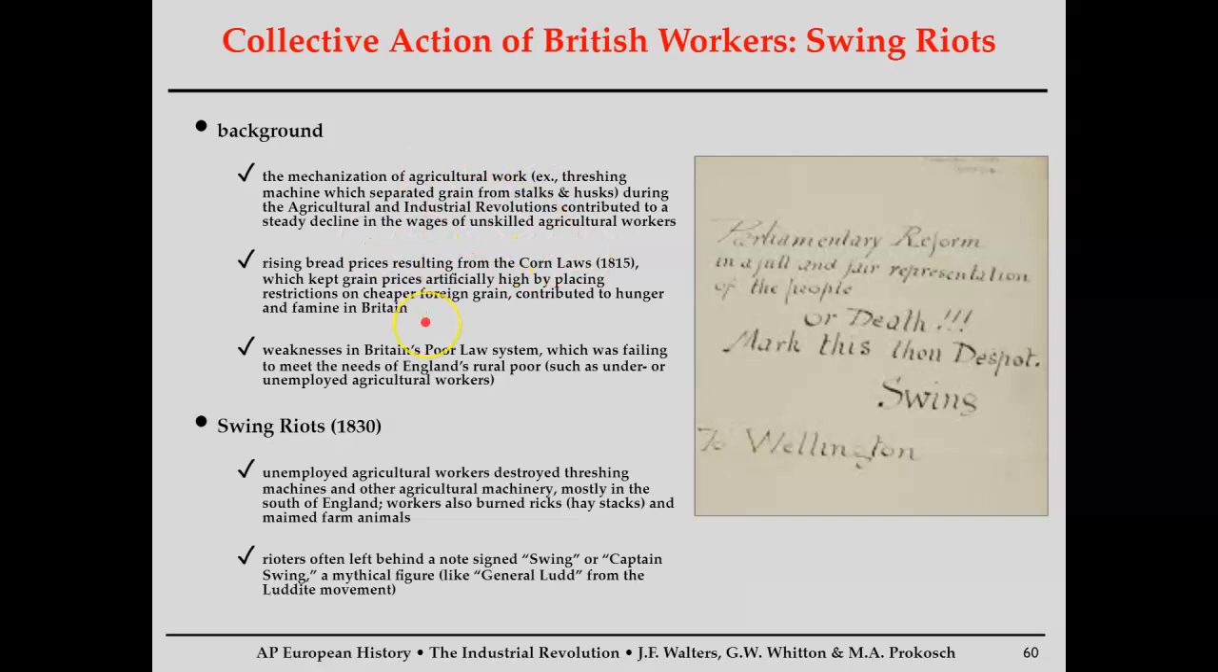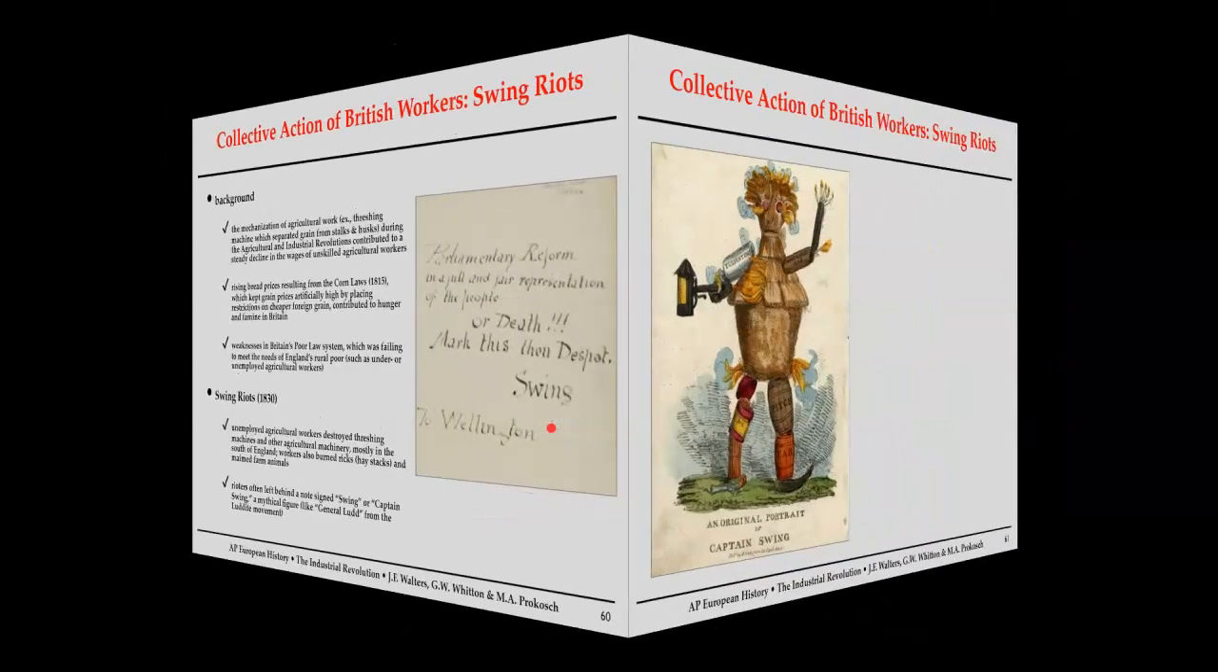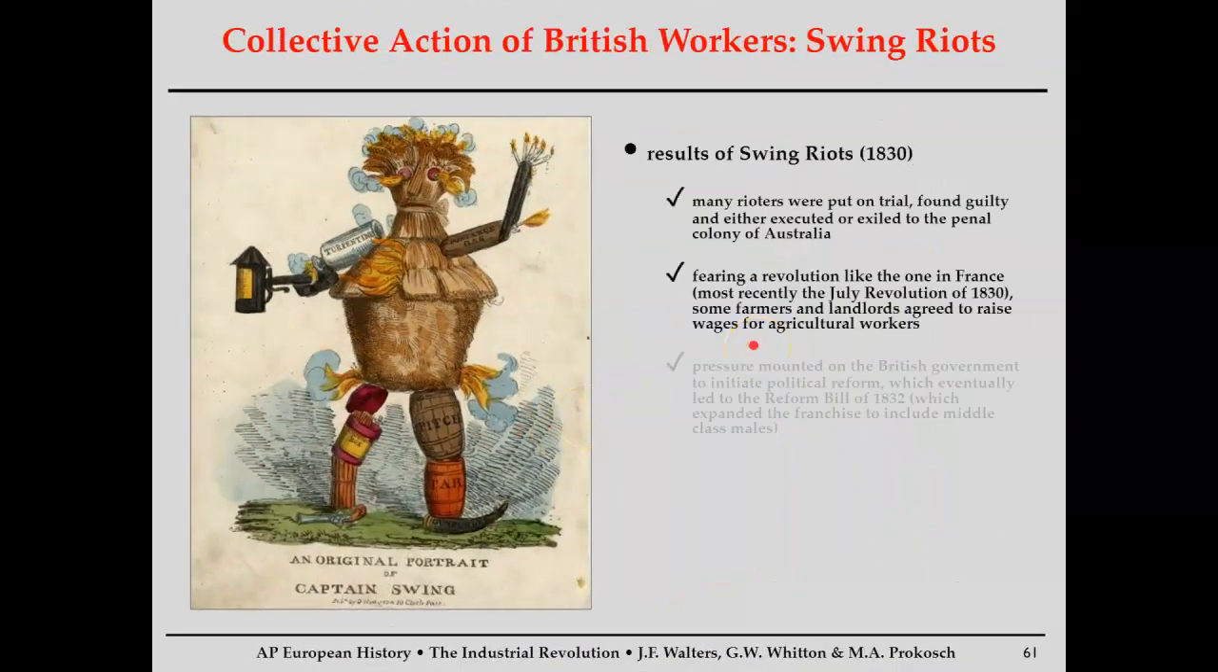People are out of a job. So what do they do? Take out their anger against the things that are putting them out of business. So these now unemployed agricultural workers find those threshing machines and destroy them. And when they would destroy the machines, they would leave a little note, and this is actually a real one, signed by Captain Swing. Very similar to the idea of General Ludd, they thought Captain Swing was leading them to destroy these threshing machines. So once again, what's the importance? Again, this is collective worker action.